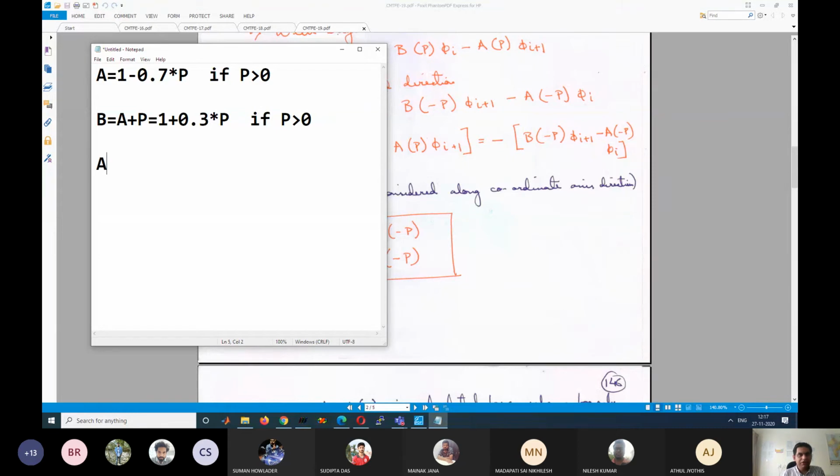So A for P less than 0, I can write A as 1 minus 0.3. See, the thing is that if P is less than 0, P is negative. So what is minus P? If P is less than 0, P is negative. What is minus P? Positive. So if P is positive, what is the expression of B?